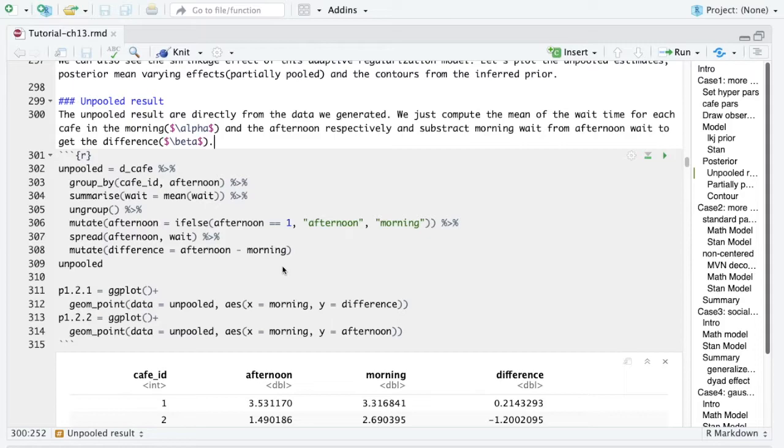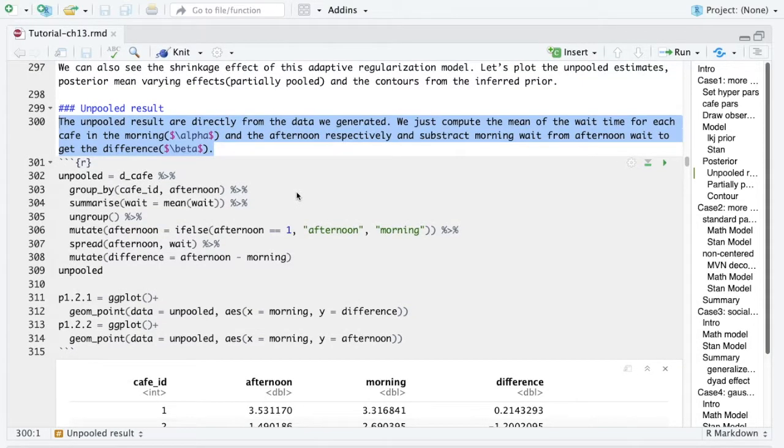In the last part of case 1, I'm going to visualize the result from our complicated model and compare it with a simple model we are already familiar with. We can use very straightforward ideas for the simpler method. So here I just compute the mean of the wait time for each cafe in the morning and the afternoon separately, and subtract the morning wait time from the afternoon wait time to get the mean difference.